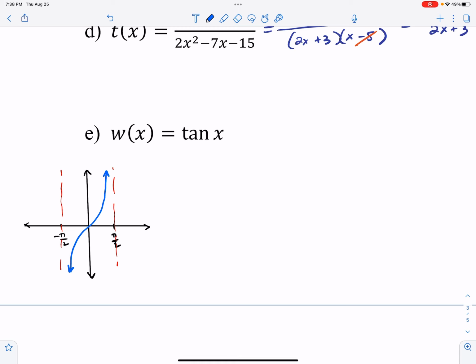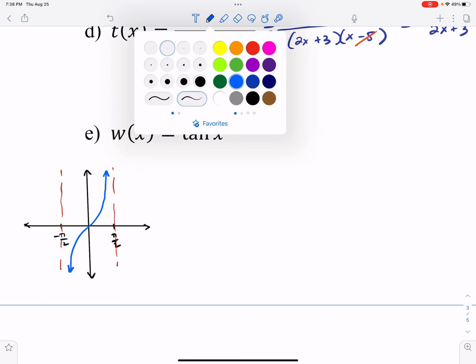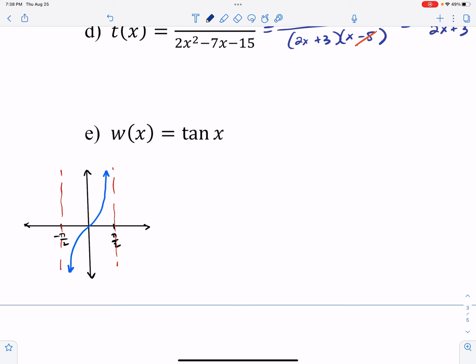And then, right, that pattern repeats. So if you remember from last year how to identify the vertical asymptotes, we would say that there would be a vertical asymptote at x equals, pick one of the vertical asymptotes, so like pi over 2, and then add multiples of pi, the period of tangent. So pi times n, and define n to be an integer.